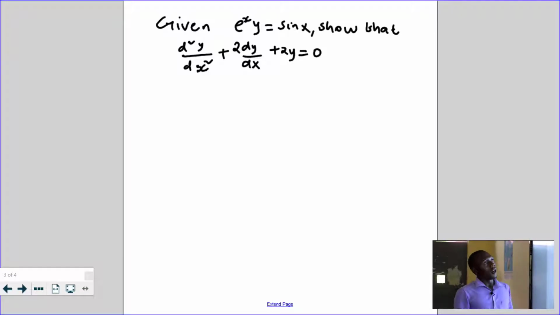I'm fine. Today we are going to learn more about calculus, that is second order derivatives. So we are at this point now: given e^(xy) = sin x, show that d²y/dx² + 2 dy/dx + 2y = 0. Given a question like this, we can simply find a solution.